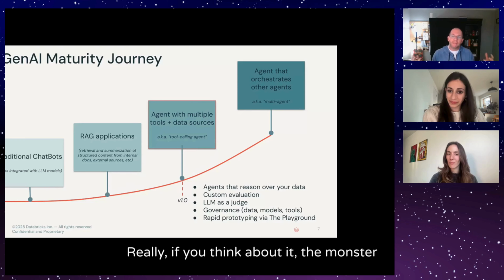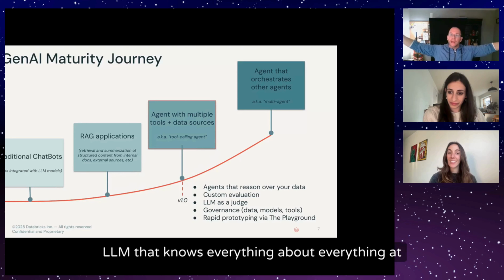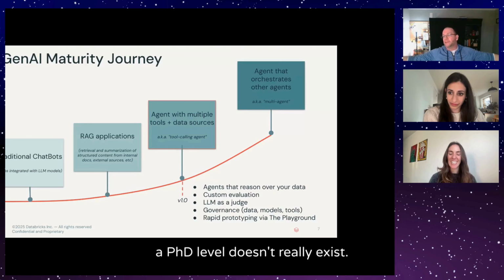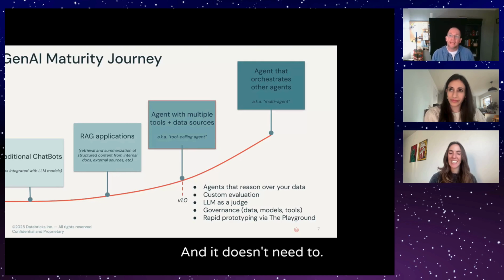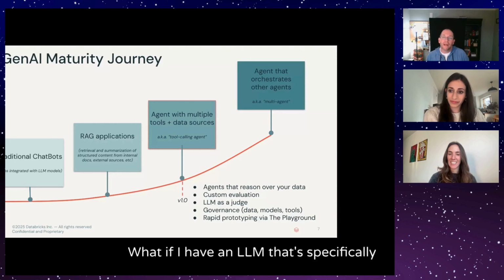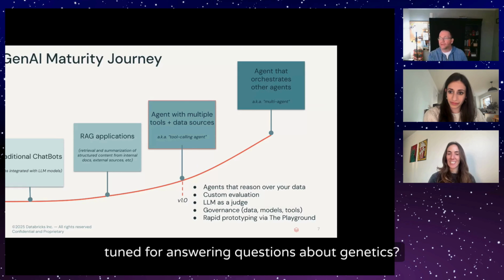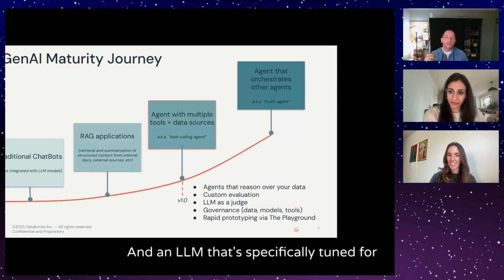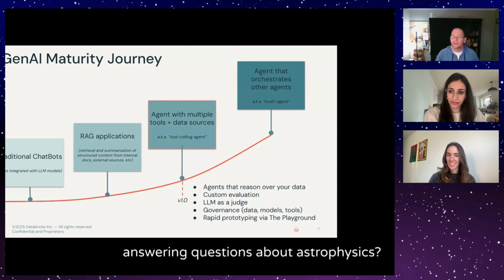If you think about it, the monster LLM that knows everything about everything at a PhD level doesn't really exist, and it doesn't need to. What if I have an LLM that's specifically tuned for answering questions about genetics and an LLM that's specifically tuned for answering questions about astrophysics? This is just an example.